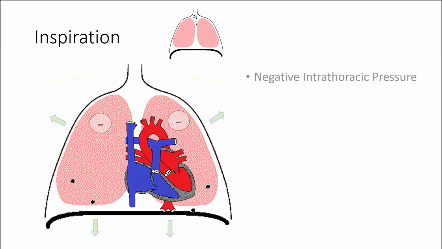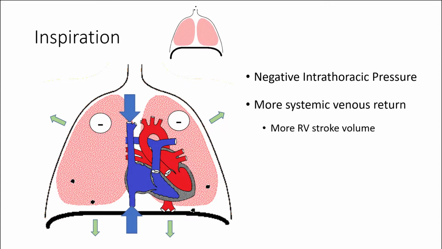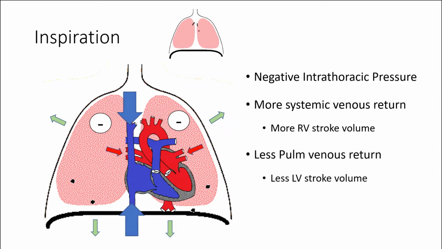We all know that distal part of superior and inferior vena cava are outside the thoracic cavity. So whenever there is negative pressure generated within the thoracic cavity, it will suck blood into the thoracic cavity through superior and inferior vena cava. That means there will be more blood coming into the right atrium, which means more systemic venous return. And this more systemic venous return goes into right ventricle, so there will be more right ventricular stroke volume during inspiration. So what happens to pulmonary venous return during inspiration?